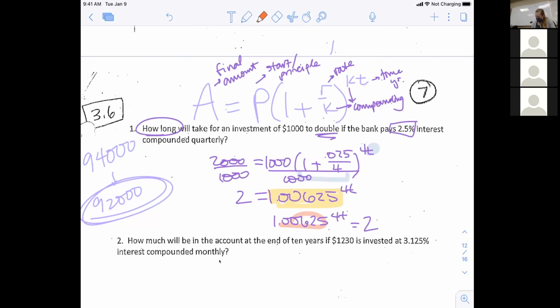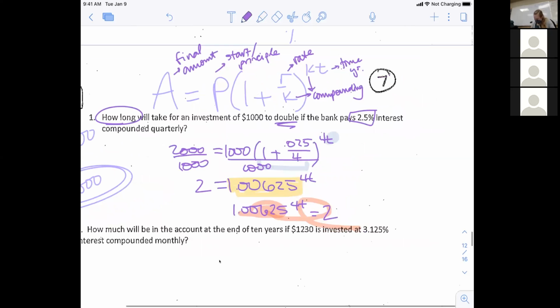I'm going to go with this number. That's what I'm going to start with. Roll on through. I'm in exponential form, so to go to log form, I need to physically write log. I'm going to write log of the first number I saw, which is 1.00625, of 2 equals the exponent, which is 4t.